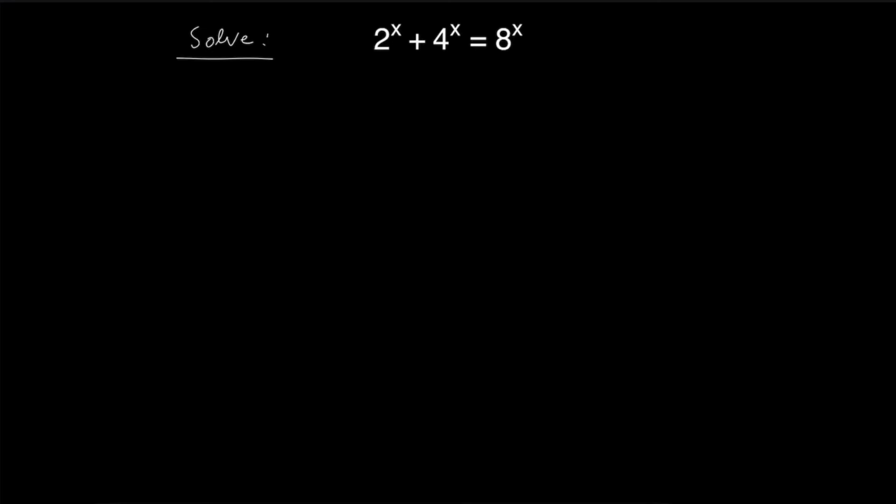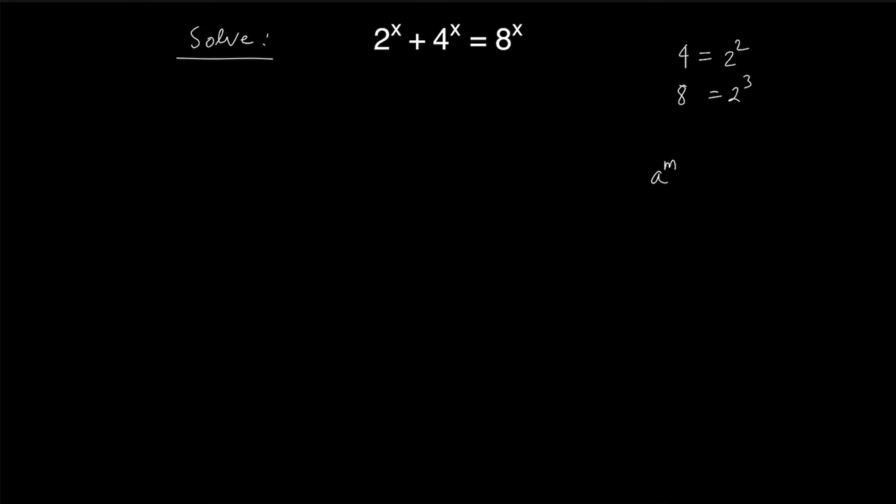We have to solve for x for this equation: 2 to the power x plus 4 to the power x is 8 to the power x. We know 4 is 2 square and 8 is 2 cube.